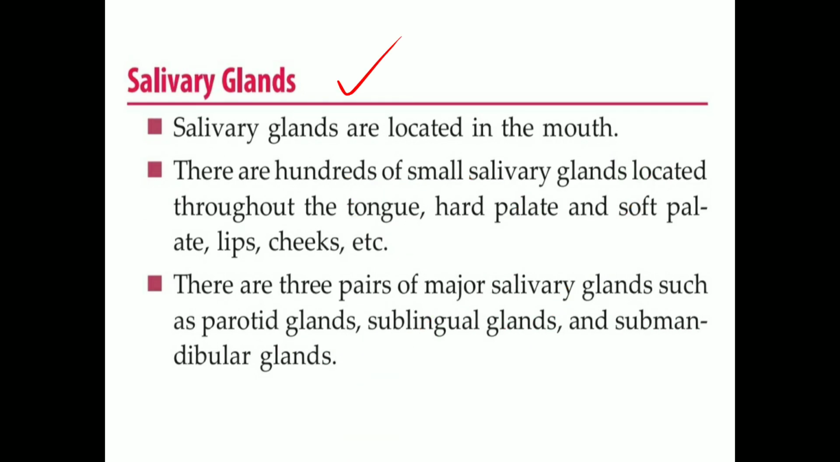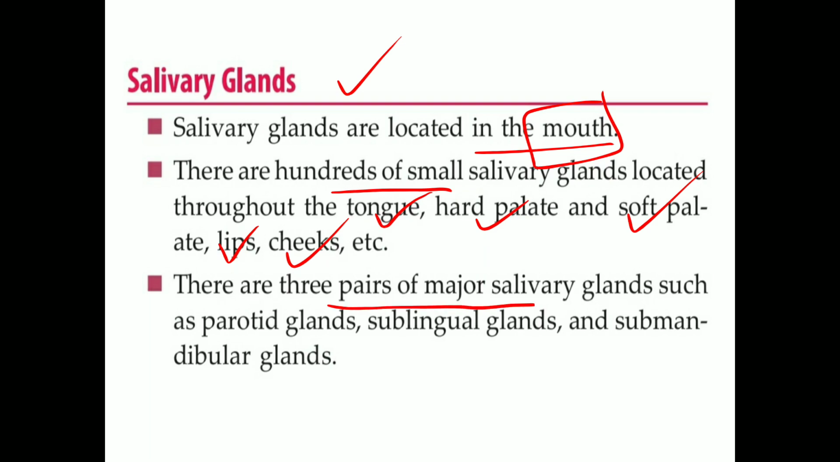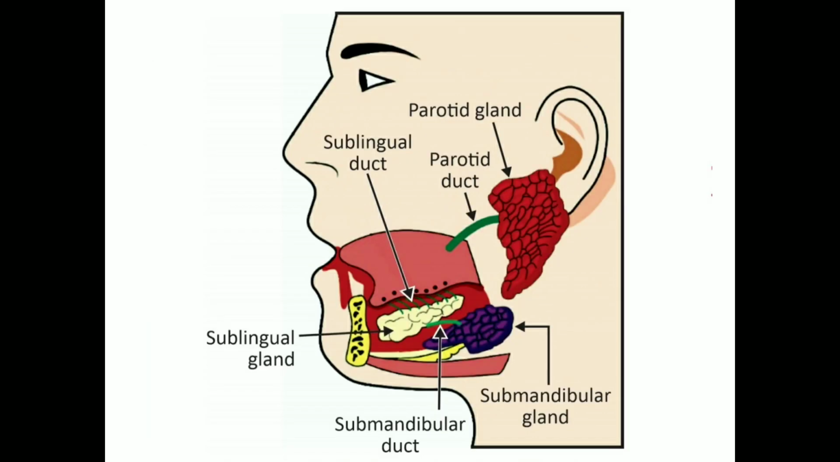Then now, salivary glands. These are the glands located in the mouth. There are hundreds of small salivary glands, and they are present within the mouth, in the tongue, hard palate, soft palate, then lips, cheeks, etc. And there are three main pairs of salivary glands, such as parotid glands, sublingual glands, and submandibular glands. You can see that in the diagram. This is the parotid gland by the side of the head. Then in the angle of the mandible there is the submandibular gland, and under the tongue we have sublingual glands.